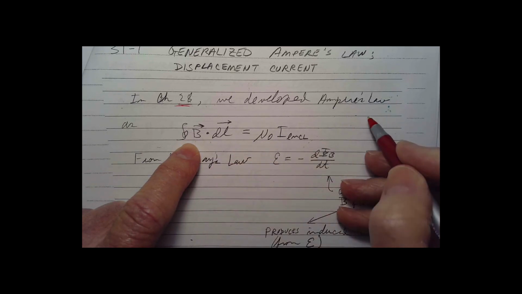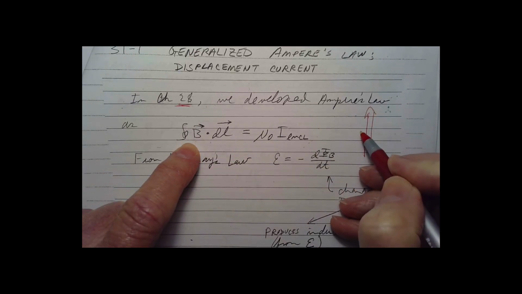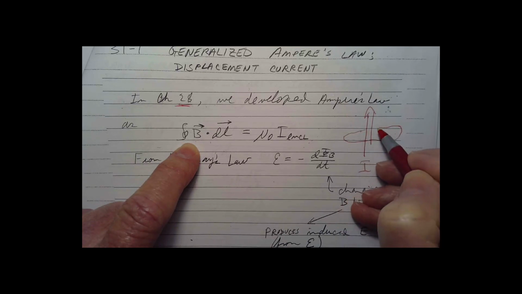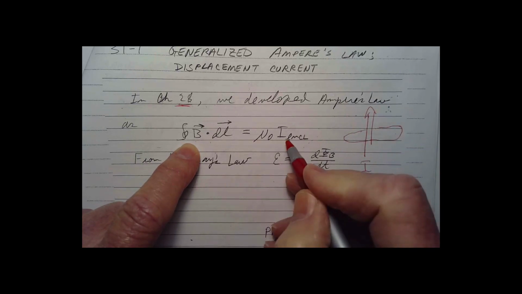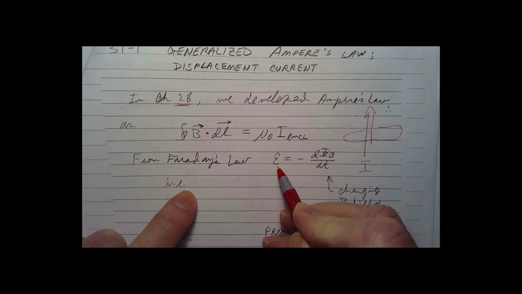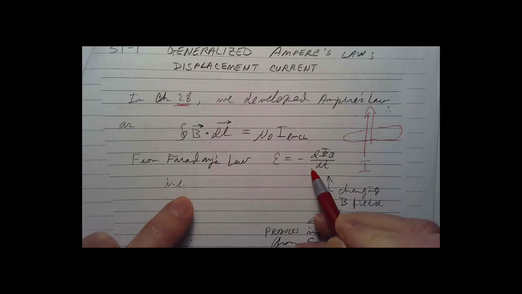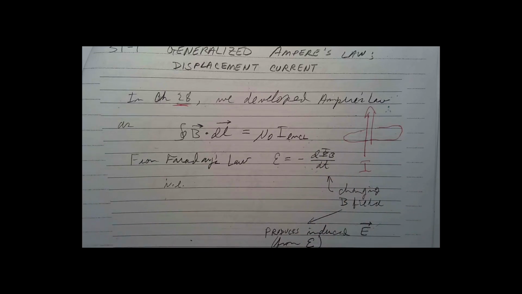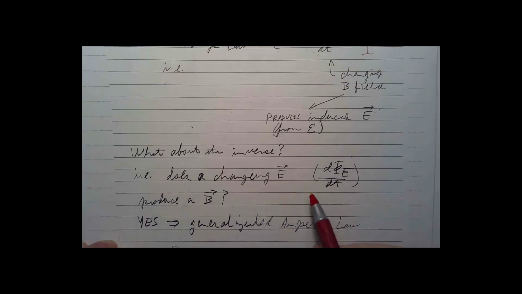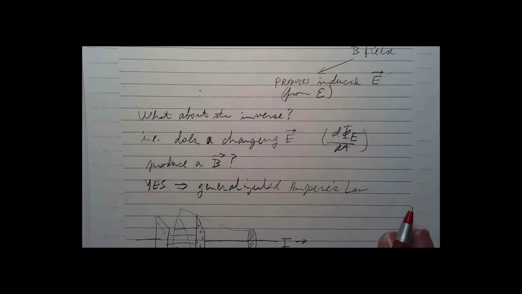Generalized Ampere's law says if I had a current flowing through some region of space, if I take that current through that loop and integral B dot dl around that, I get mu naught I enclosed. That gives us Faraday's law, which produces an EMF. What about the inverse? Does a time rate of change of E give me a B? And the answer is yes.